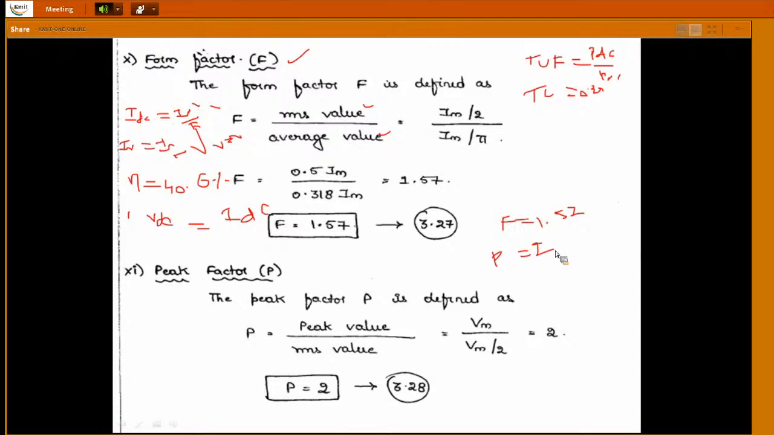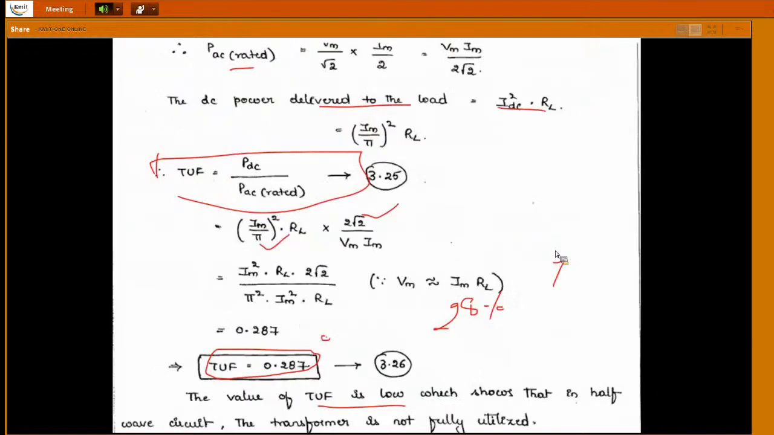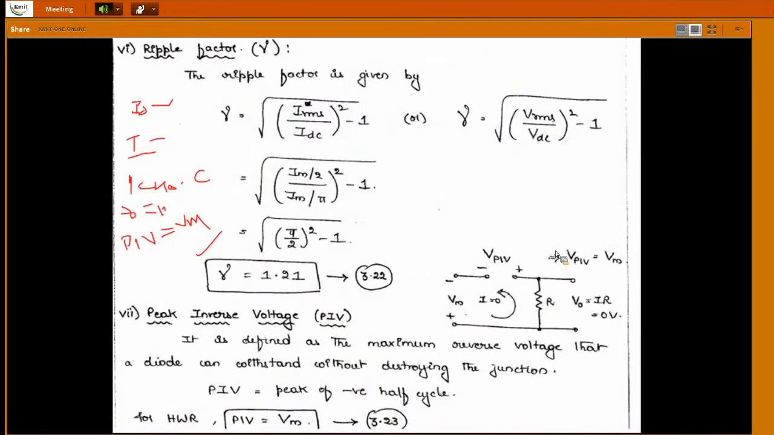Okay. Now, for the full wave rectifier, you people have to derive all those things. You have to tell what all the 10 parameters are, starting from the IDC to the peak factor. Right. Everything I covered, I think. Okay, one more: peak inverse voltage and ripple factor I have not covered.